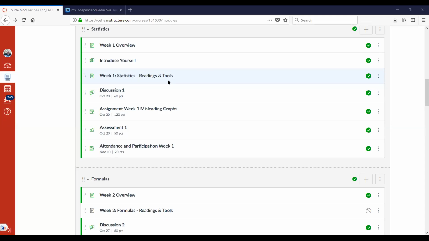What we're going to do is take a look at a couple of things. Your discussion this week and assignment are to work with surveys and the misleading ways that we can provide information.